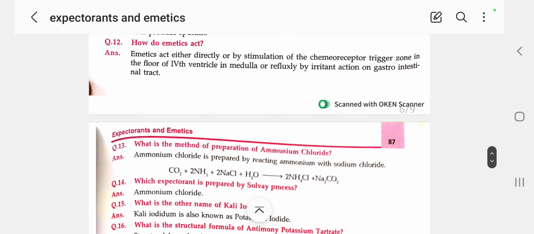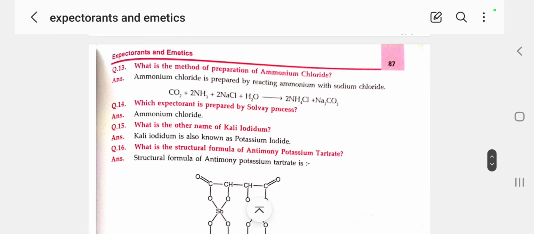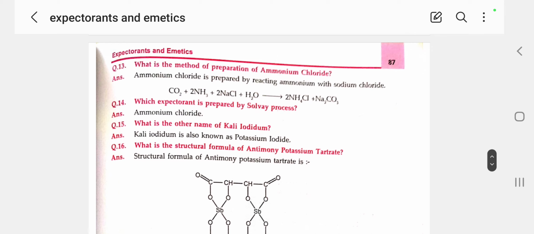Next, what is the method of preparation of ammonium chloride? When ammonia is treated with carbon dioxide, sodium chloride and water, there is formation of ammonium chloride and sodium carbonate. Which expectorant is prepared by the Solvay process? That is ammonium chloride. What is the other name of potassium iodide? It is known as kali iodidum.